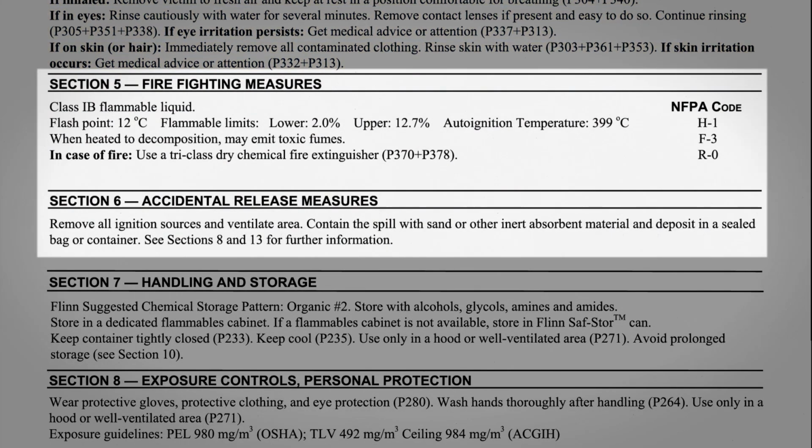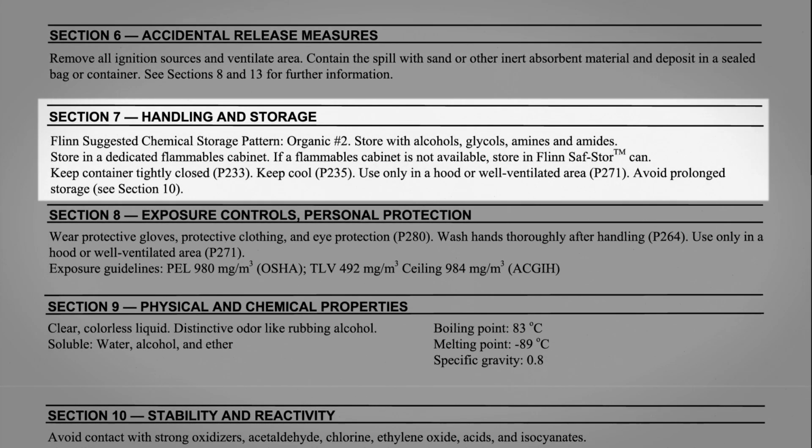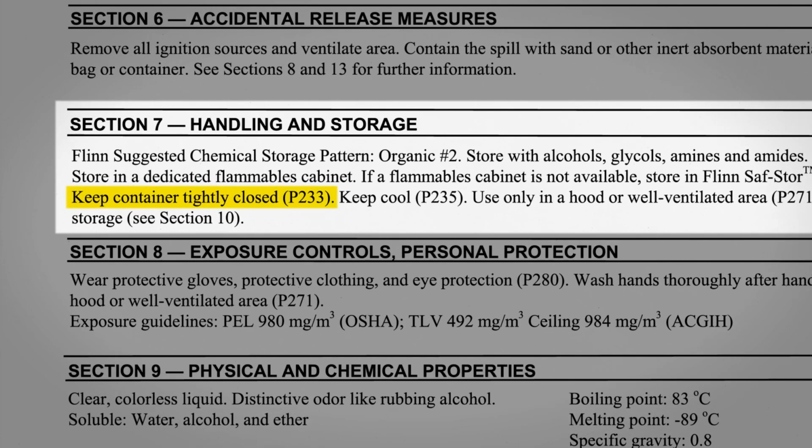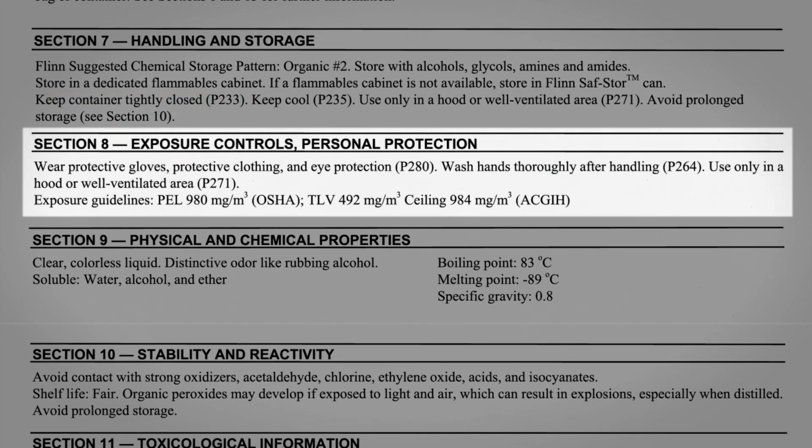Sections 5 and 6 contain reference information for firefighters and other emergency personnel who respond to a fire or chemical spills. Section 7 describes ways to minimize risk when handling and storing a chemical. Many of these recommendations are in the form of standard precautionary statements, such as P233, keep container tightly closed. Section 8 is about personal protection, specifically the use of personal protective equipment, or PPE. The information here reinforces important safety rules. Wear protective gloves, protective clothing, and eye protection to avoid eye and skin contact with chemicals.